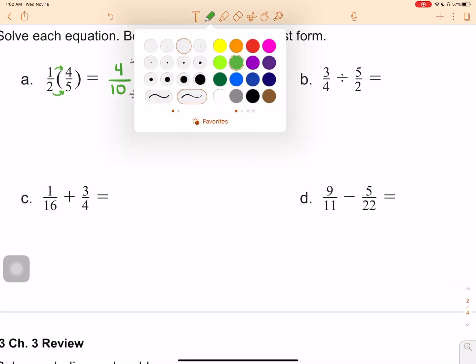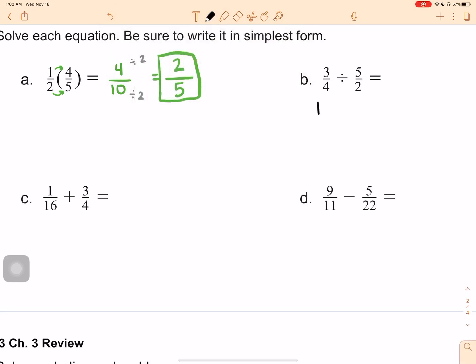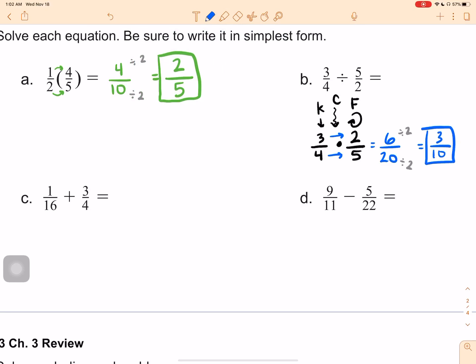Now dividing fractions is very similar. We do what is called the keep, change, flip. So we keep the 3/4, we change the symbol to multiplication, and then we flip this fraction. So I'm going to flip it to 2/5. So now if we were to multiply straight across, 3 times 2 is 6, 4 times 5 is 20. I realize that they can both be divided by a 2. That is their greatest common factor. So this gives me 3/10, and that is as far as simplest form I can go.